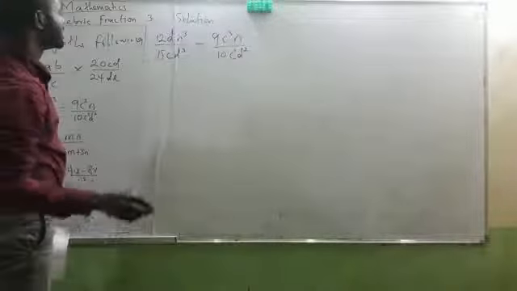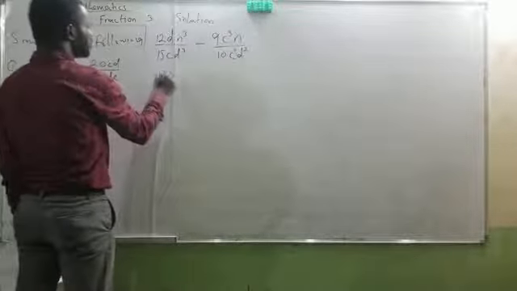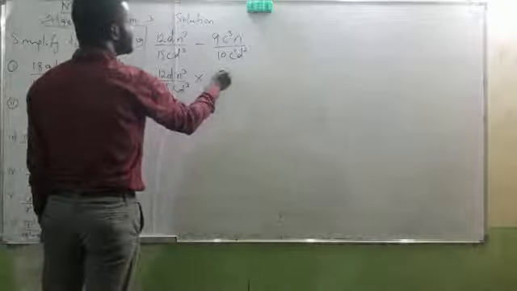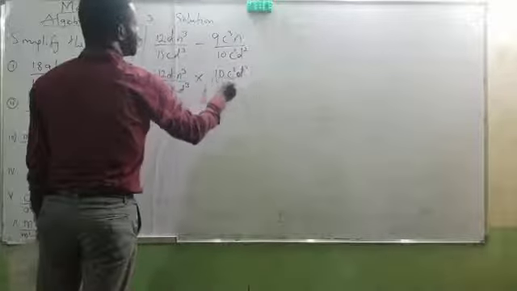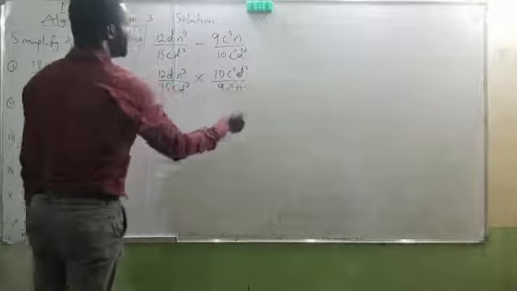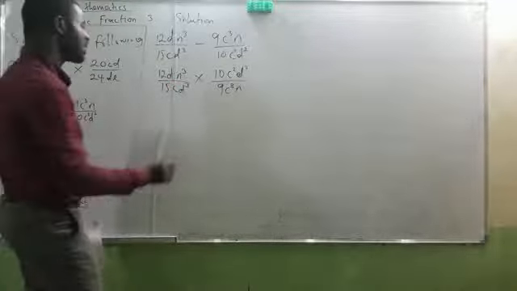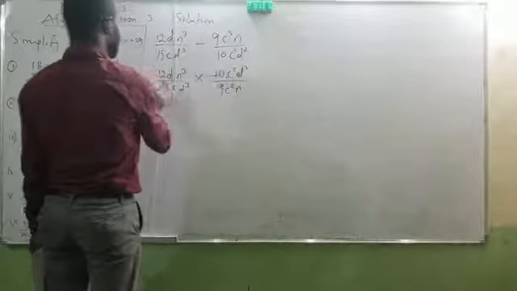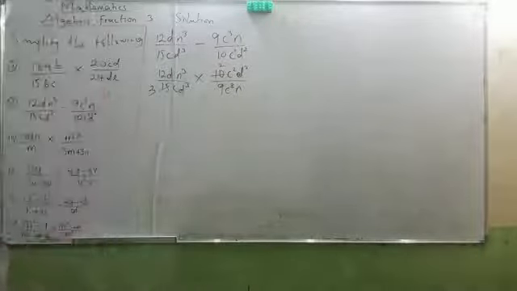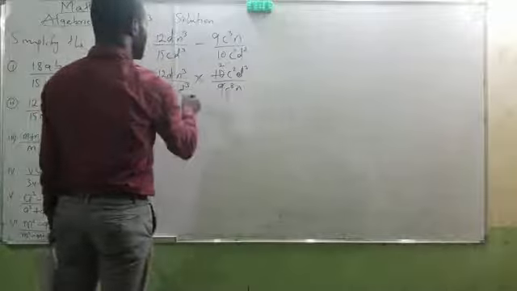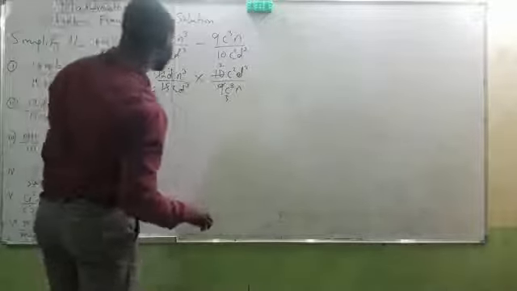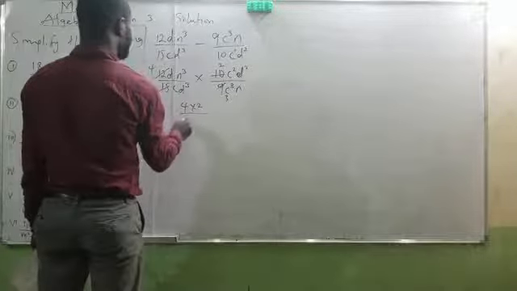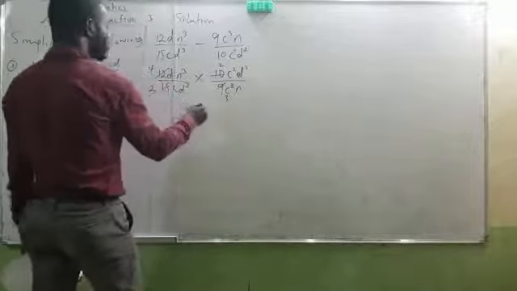Now, if that is the case, I can say that it is multiplied by 10CDE divided by 9C and E. Now, can I do something here? I know that 5 here is 2. 5 here is what? 3, and here is 2. Now, 3 here, 3. 3 here, 4. What else can I do? Now, I'll be having 4 times 2 divided by 3 times 3.